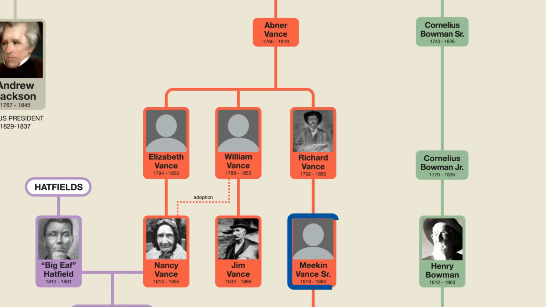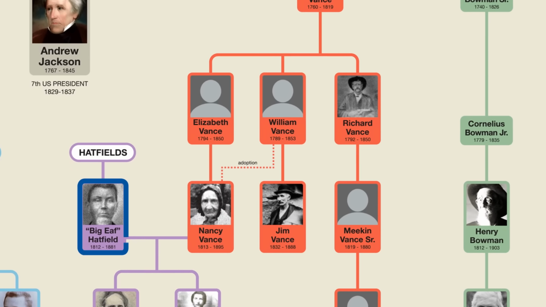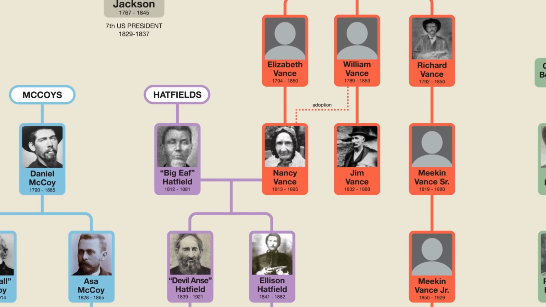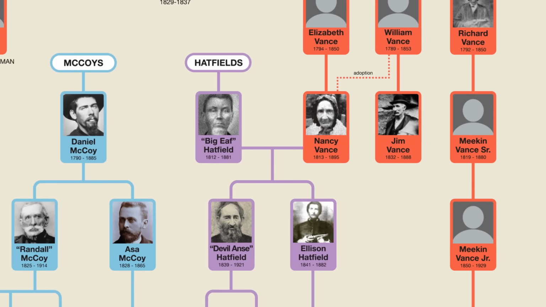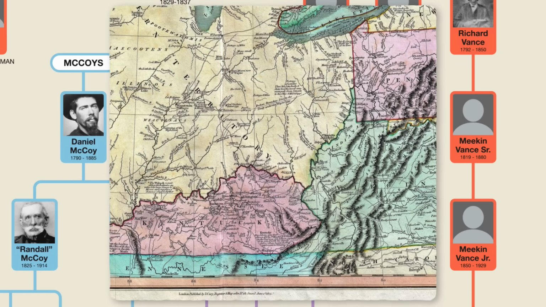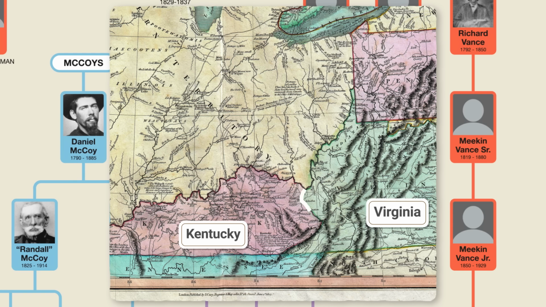But before we look at his line, I want to first tell you about Meakin's first cousins, Nancy and Jim, who were connected to the famous Hatfields and McCoys. Nancy was the daughter of Elizabeth, not by the murdered man, but by someone else. She was born out of wedlock, though, and was therefore adopted by her Uncle William, the father of Jim Vance, who is quite important to the Hatfield and McCoy story. Nancy married Ephraim Hatfield, better known as Big Eph, and together they ended up becoming the matriarch and patriarch of the famous Hatfield family. You see, by this point, Virginia had been divided into Virginia and Kentucky, with several rivers acting as the border between the two. The Hatfields lived on the Virginia side, and the McCoys on the Kentucky side.